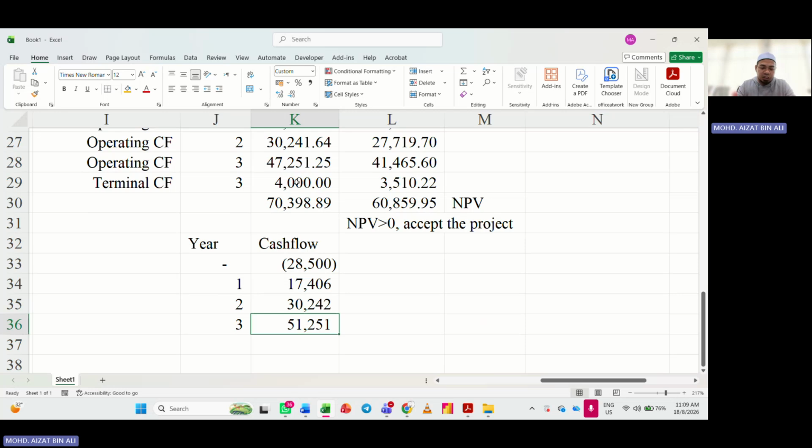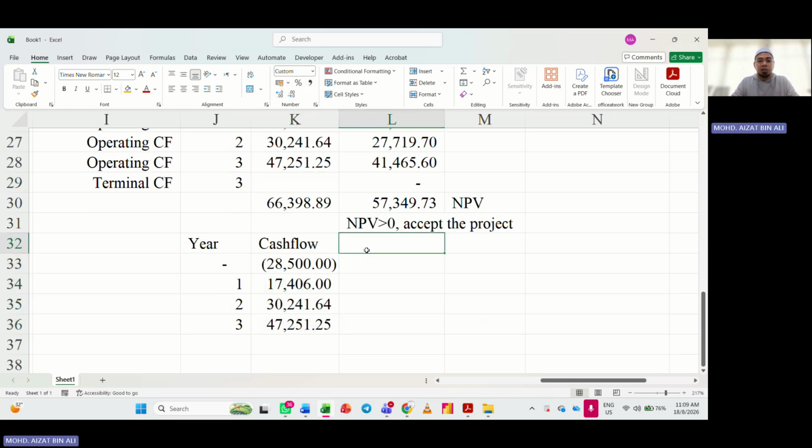Okay, but it doesn't matter because in this example, in the module, we don't have terminal cash flow, right? So we exclude terminal cash flow. Let's use the same example, otherwise later you will be confused.